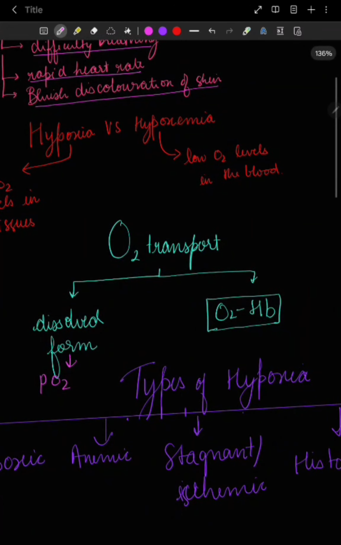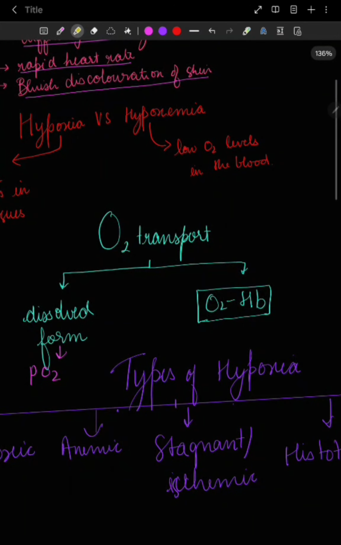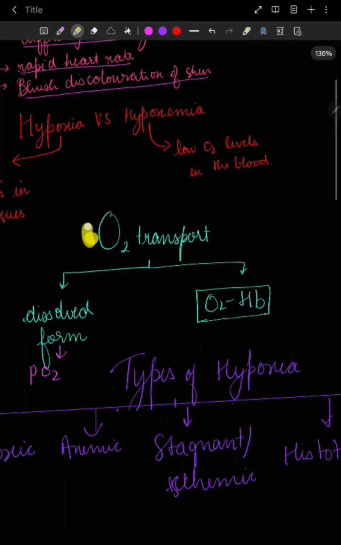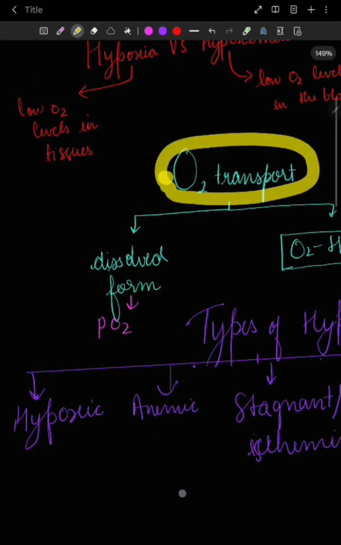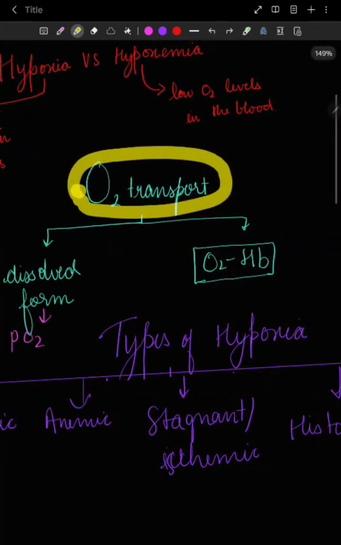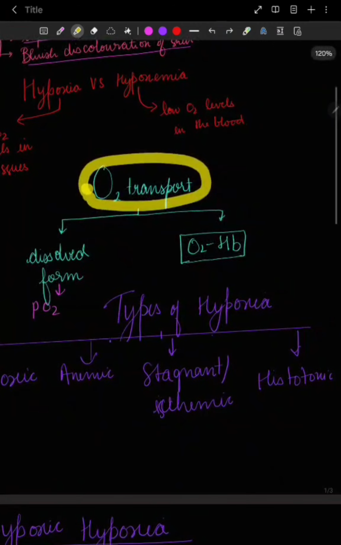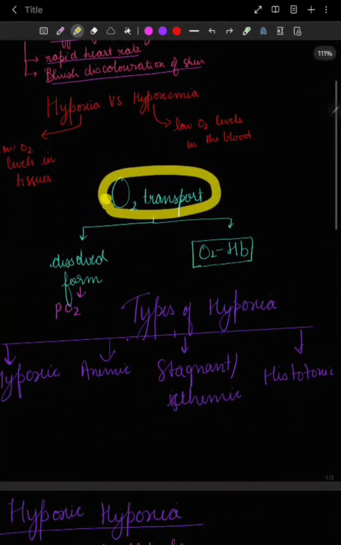How is oxygen transported in our body? This is very important. We have to see how oxygen is transported. It is transported in the dissolved form. The dissolved form is responsible for PO2, and some of the oxygen gets combined with hemoglobin. So this is how the oxygen is transported in our body.